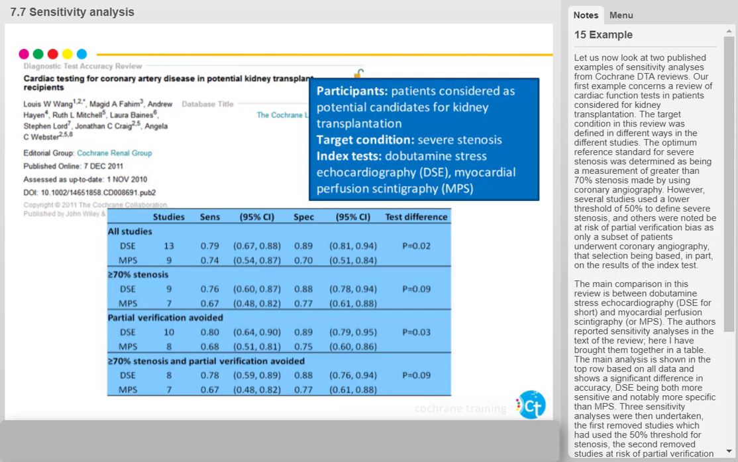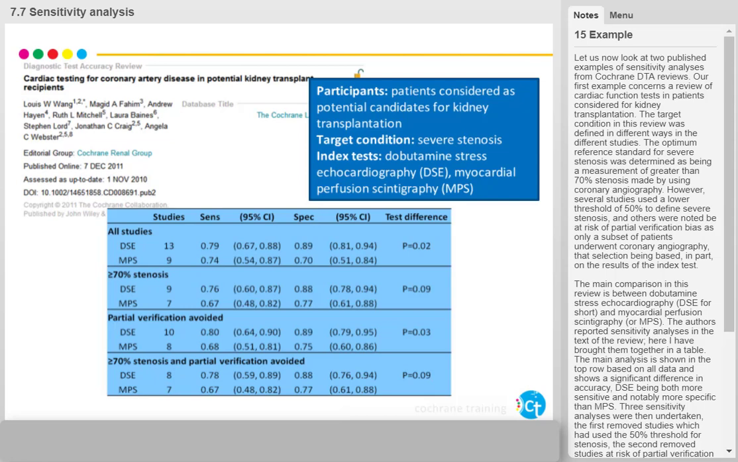The authors reported sensitivity analyses in the text of the review. Here I have brought them together in a table. The main analysis is shown in the top row, based on all data, and shows a significant difference in accuracy, DSE being both more sensitive and notably more specific than MPS.